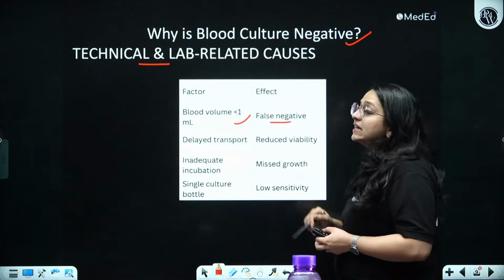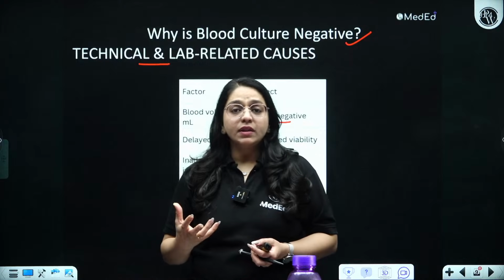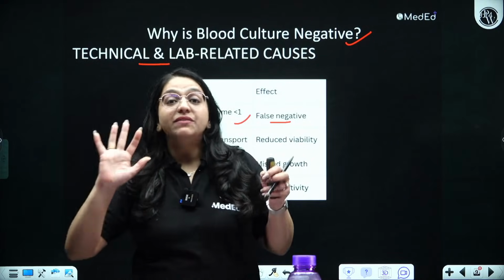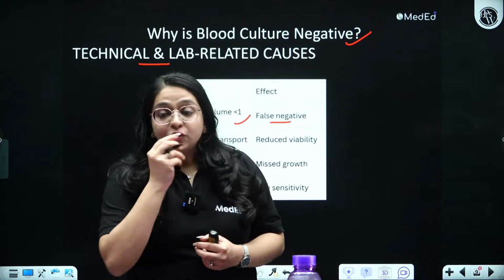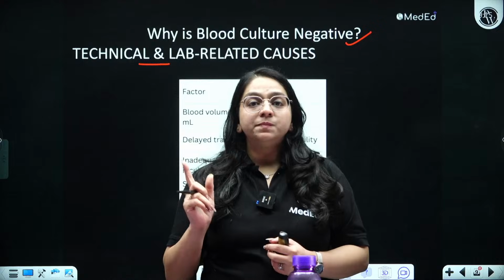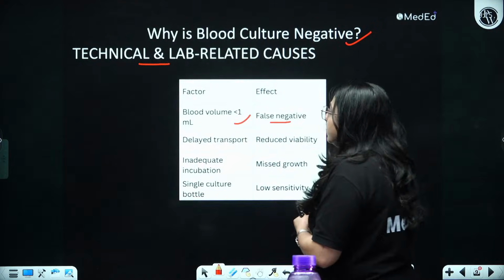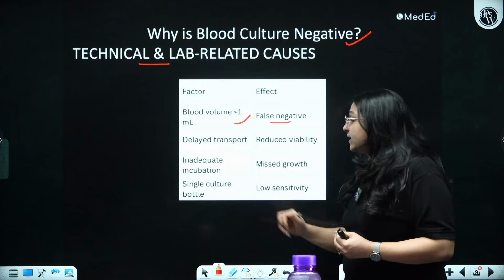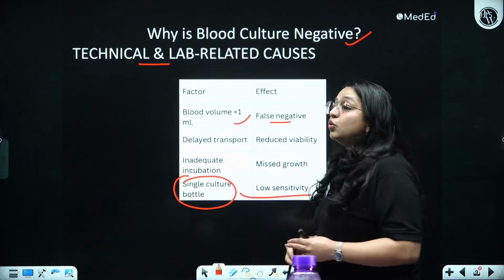So false negative can happen, meaning there was not enough sample for the bacteria to be able to grow in the 5 days time that I have kept it inside the incubation. Okay. So if you collect very little blood, nothing is going to grow. Delayed transport, or probably you have refrigerated the sample, inadequate incubation, and a single culture bottle is associated with low sensitivity.